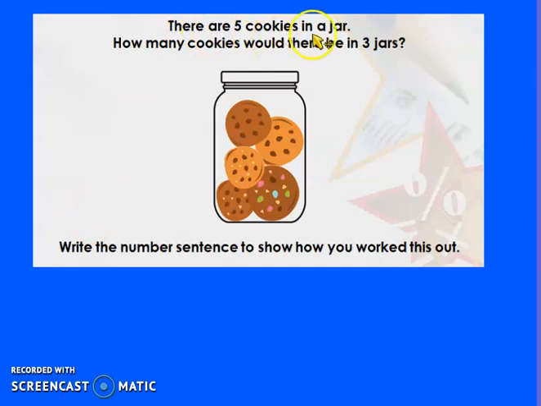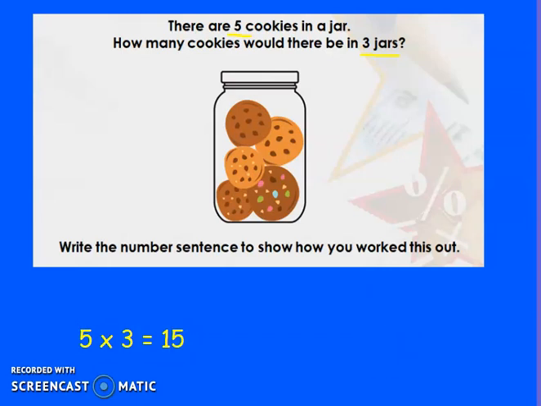Let's have a look at this word problem. It says there are 5 cookies in a jar. How many cookies would there be in 3 jars? Write a number sentence to help you work this out. Let's underline the key information. We've got 5 cookies in 3 jars. So the sum that we need is 5 multiplied by 3. What's 5 lots of 3? Let's count up together. 3, 6, 9, 12, 15. There would be 15 cookies altogether.